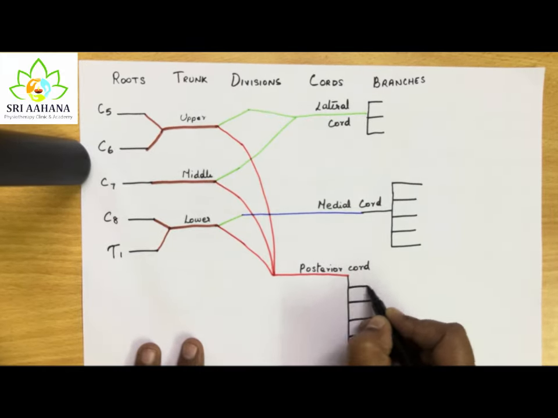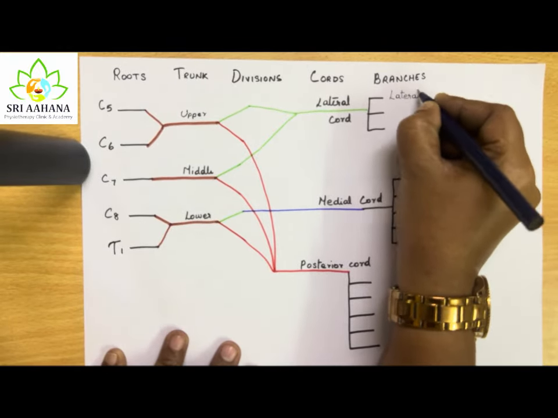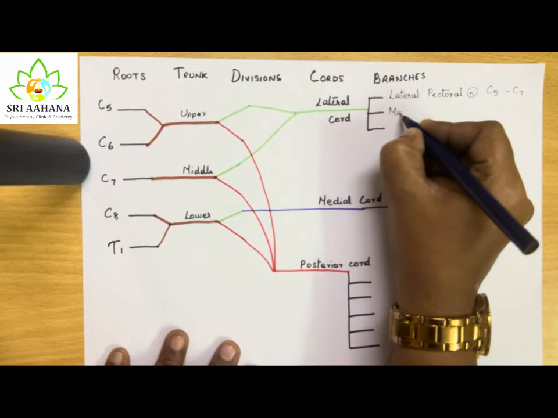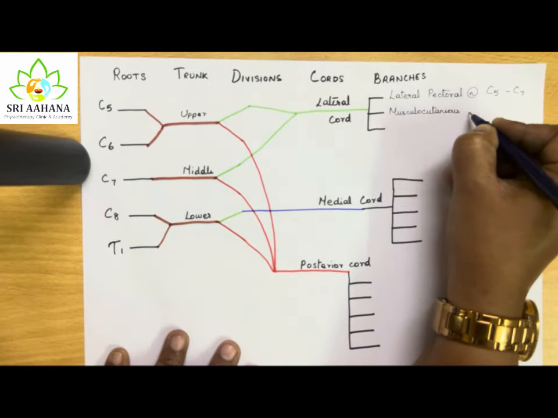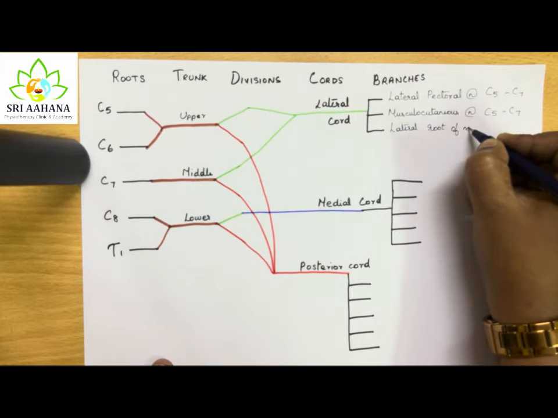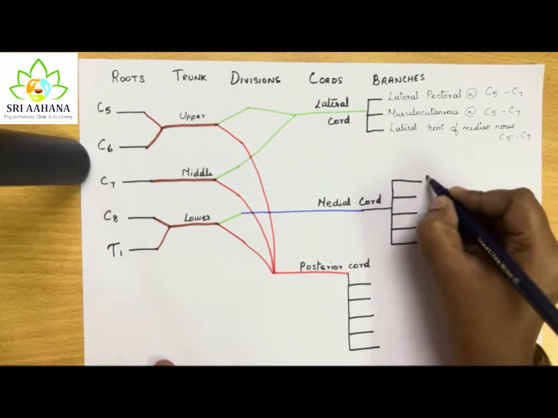The lateral cord bears 3 branches, the medial cord bears 5 branches and the posterior cord bears 5 branches. Lateral cord branches are the lateral pectoral nerve with C5, C7 as their root value, musculocutaneous nerve and the lateral root of median nerve. They all bear the root value C5 to C7.